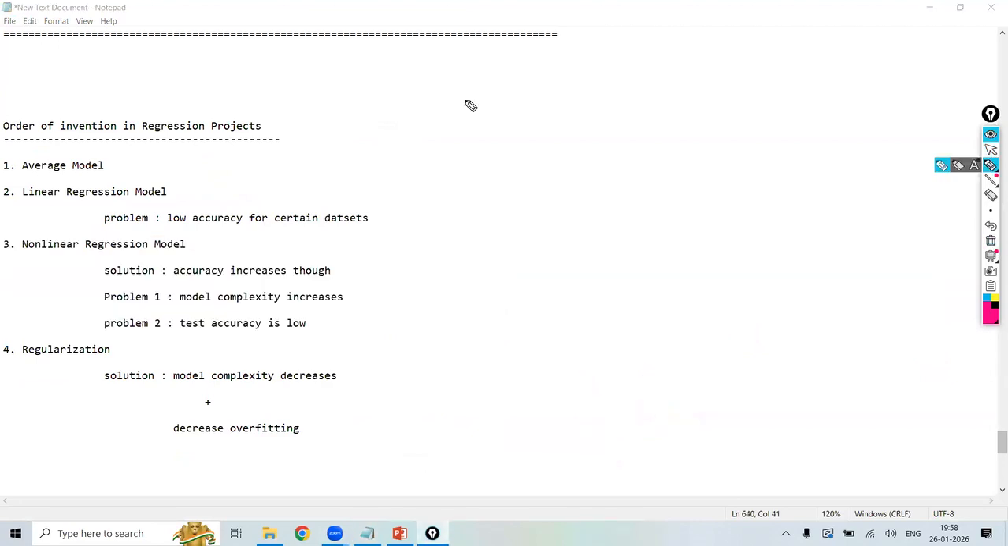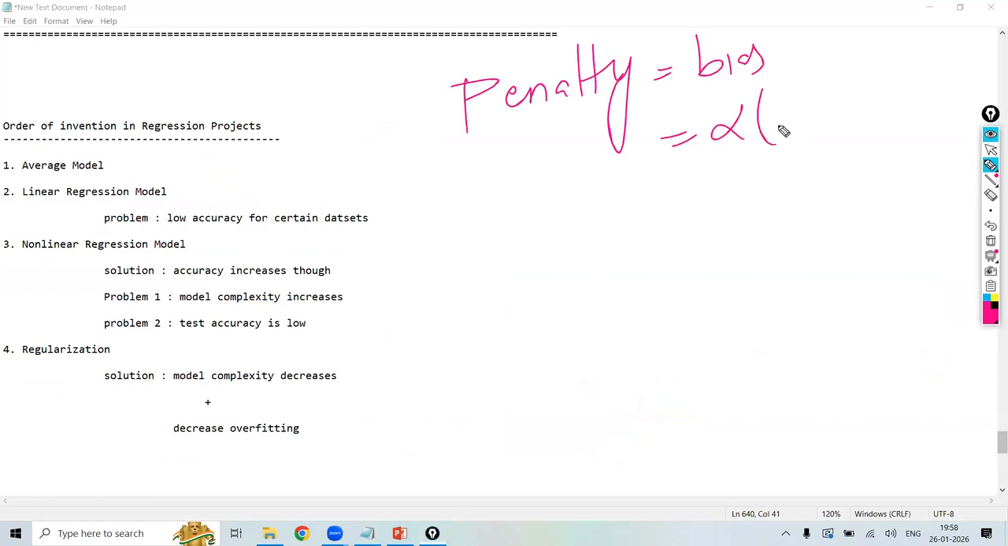The meaning of penalty: penalty is nothing but bias. What is the extra bias you are adding? That is alpha into slope square. You are adding this now. That is only the penalty term. Penalty means alpha into slope square. That is called the penalty. Point is clear.